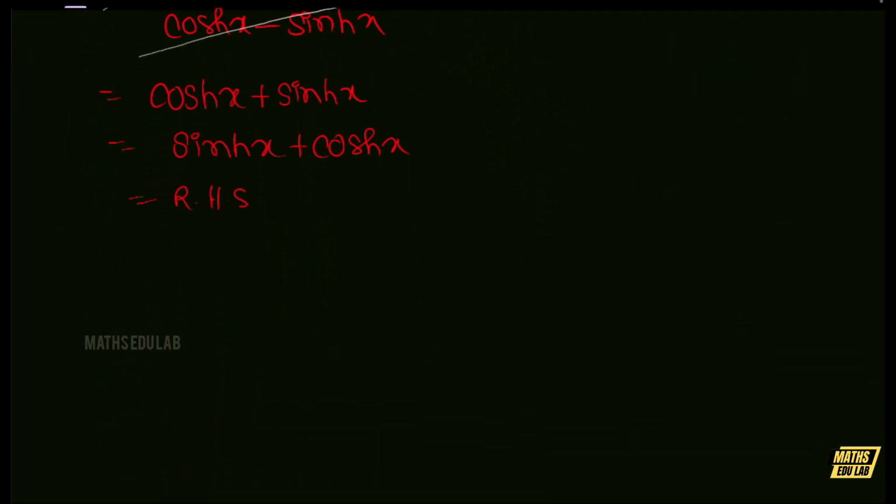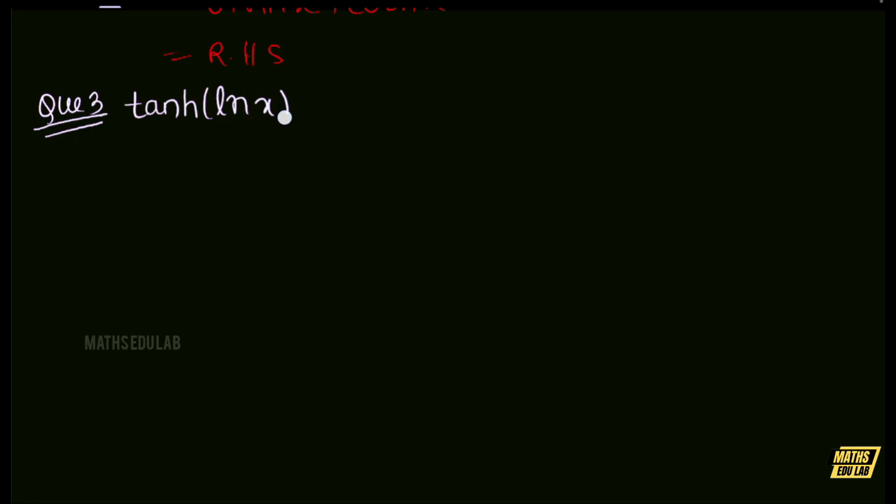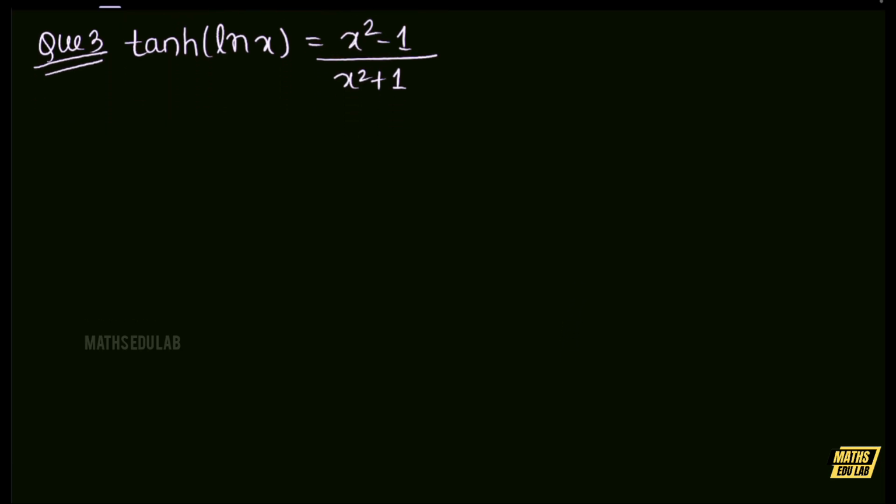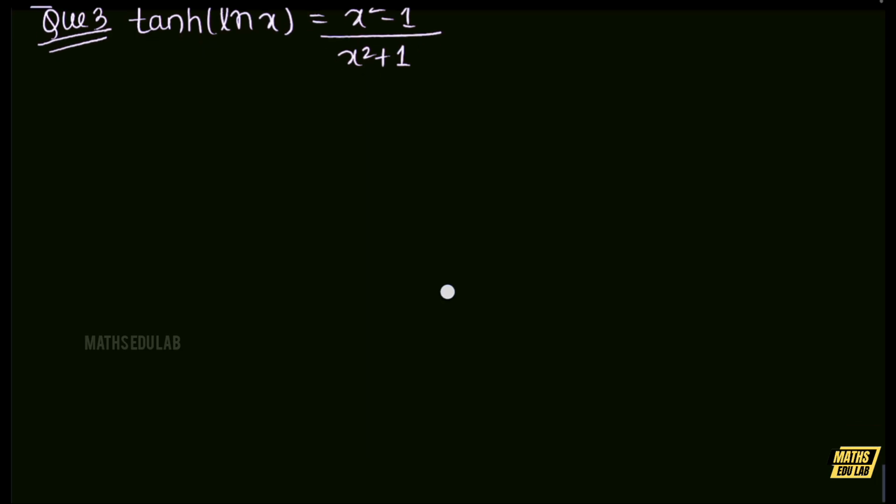So now we will go for the third question, that is given that tan hyperbolic ln x is equals to x square minus 1 upon x square plus 1. So this is the question given to us to prove. In order to prove this, we know the tan hyperbolic x formula. So let's write that one.